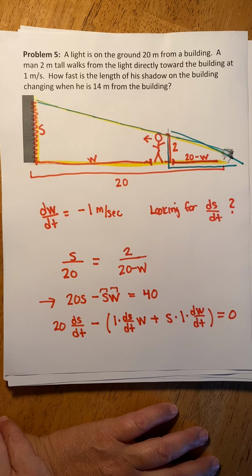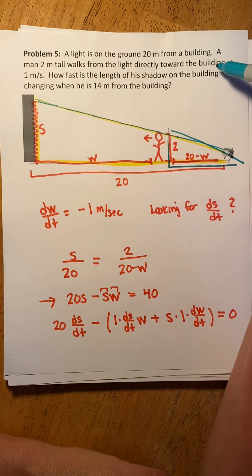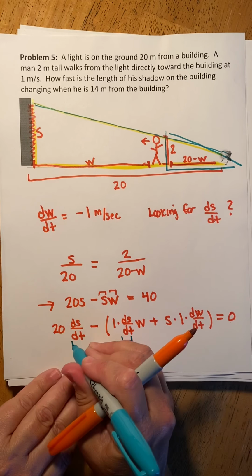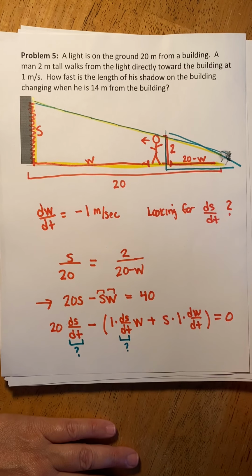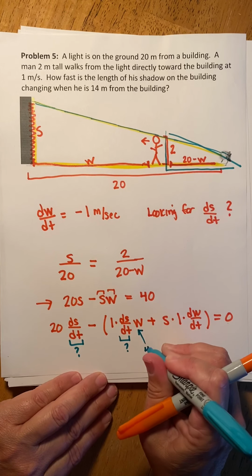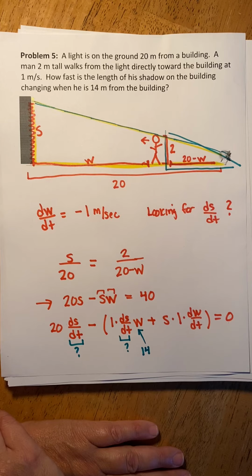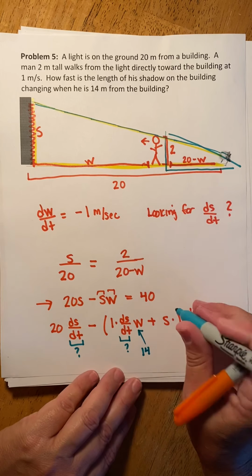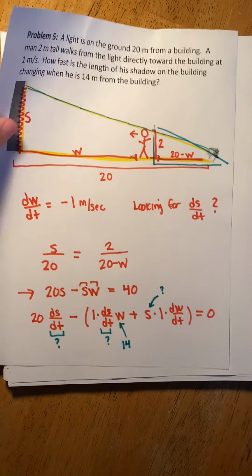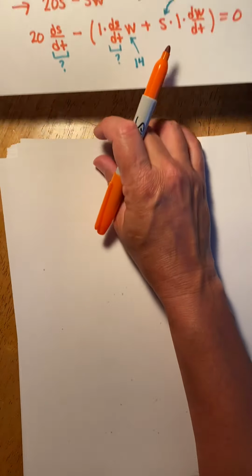All right, so now let's plug in everything that we know. How fast is the length of his shadow on the building changing? This is the unknown, right? When he is 14 meters from the building, so when W is 14, we need to now know what S is. But from the information given, if we look at that snapshot in time, we can determine S.